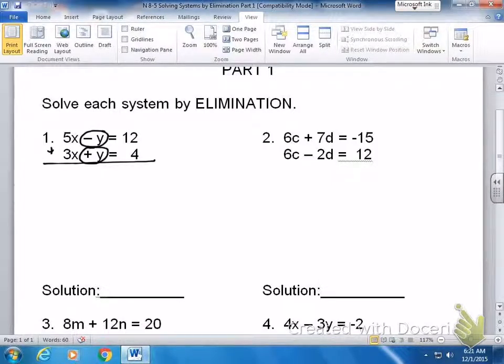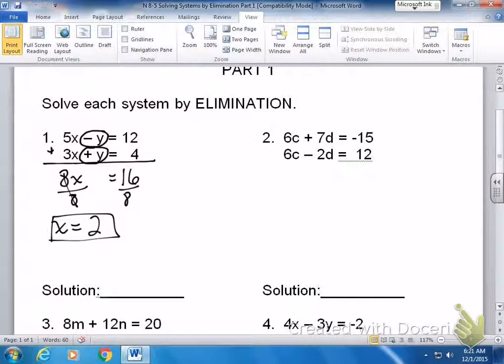Now we work top to bottom. So we're going to have 5x plus 3x is 8x. Negative y plus y is 0, so I'm going to leave that blank. 12 plus 4 is 16. So now we're left with an equation with one variable that we can solve for. To solve for x here, I divide both sides by what's attached to x, which is 8. Those cancel, leaving me x. 16 divided by 8 gives me 2. So now I know that x equals 2.